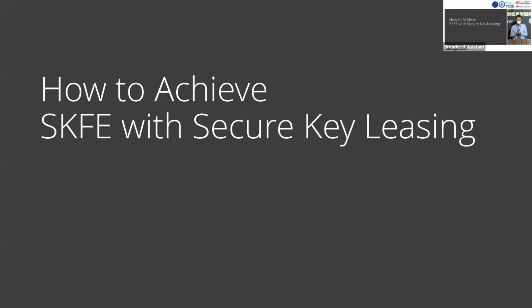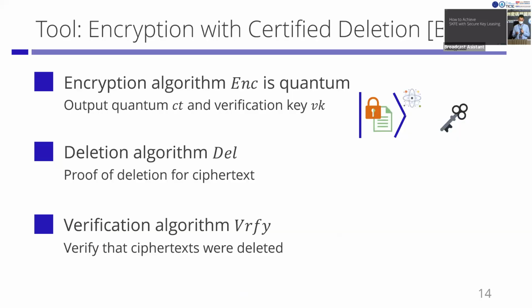Okay, so let's see how to achieve a secret key FE with secure key leasing. First, I explain the building block of our construction, encryption with certified deletion. This is a kind of dual of encryption with secure key leasing. In this primitive, the encryption algorithm is quantum and takes plaintext m and secret key, and outputs a quantum ciphertext and a corresponding verification key. We also have a deletion algorithm and a verification algorithm. The deletion algorithm takes the quantum ciphertext and outputs a proof of deletion, a certificate for deletion. The verification algorithm takes a certificate and verification key, and outputs whether the certificate is valid or not.